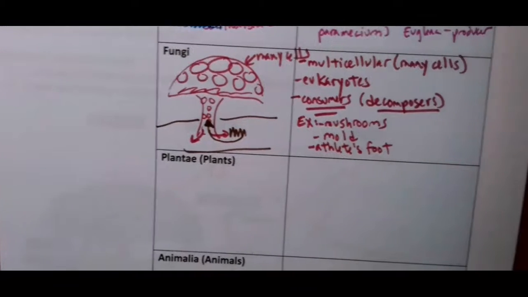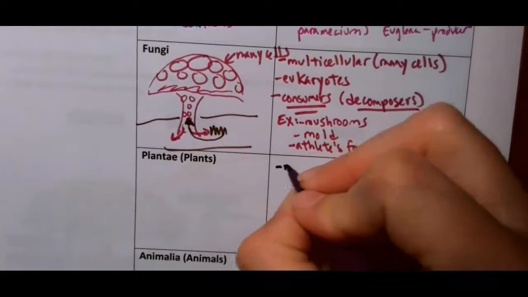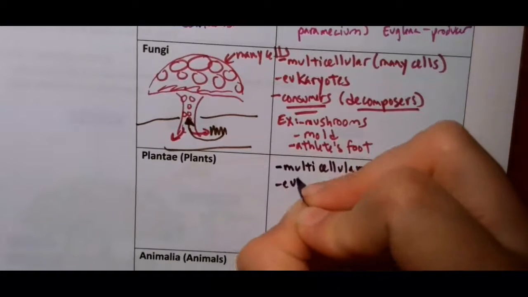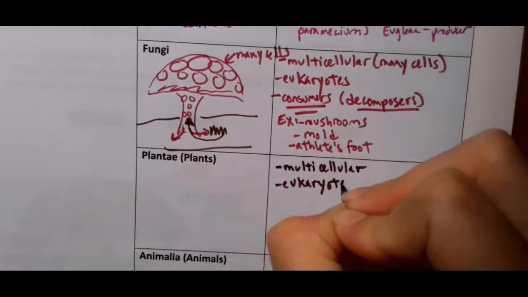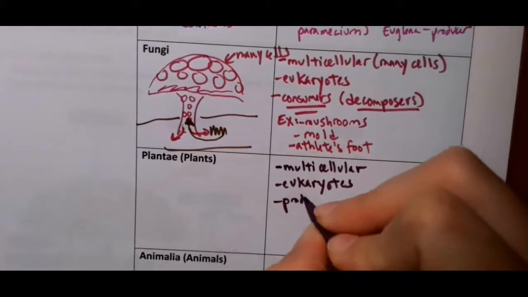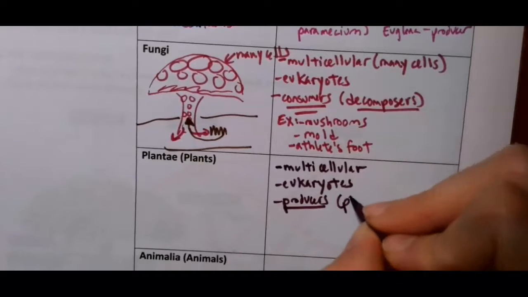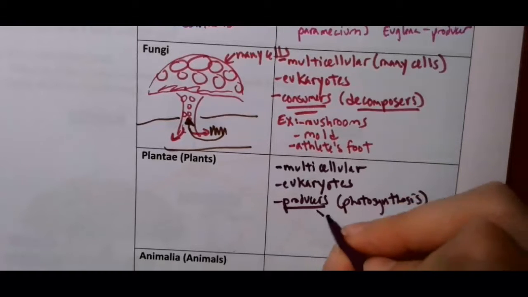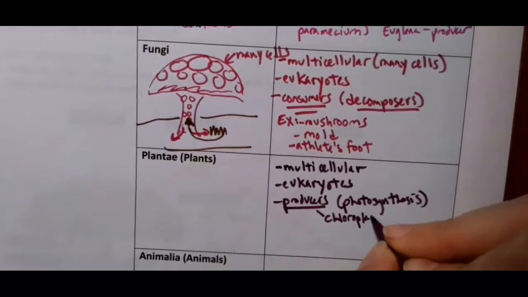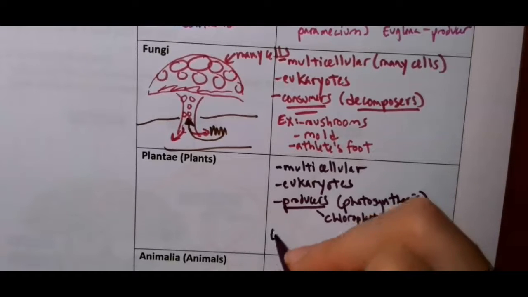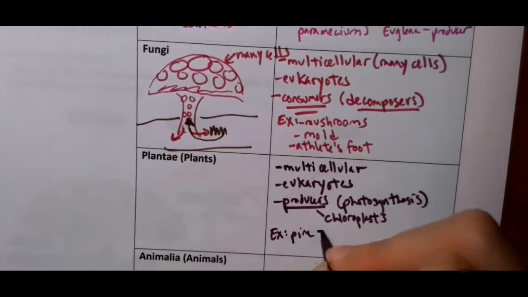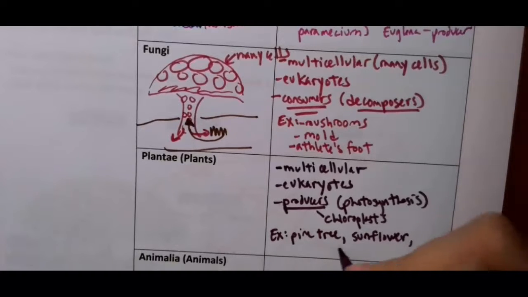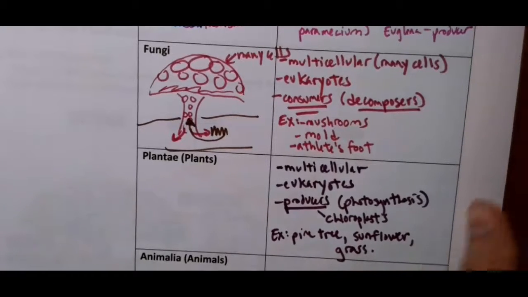So plants are also multicellular. They're also eukaryotes, meaning they have organelles and a nucleus. But they are producers, because they do the process of photosynthesis using organelles called chloroplasts. Examples could be a pine tree, a sunflower, grass. These are all examples of plants.